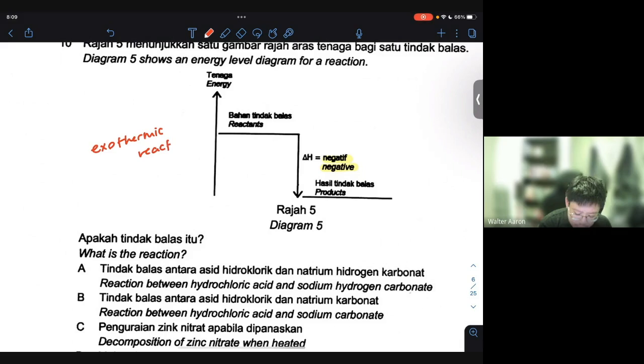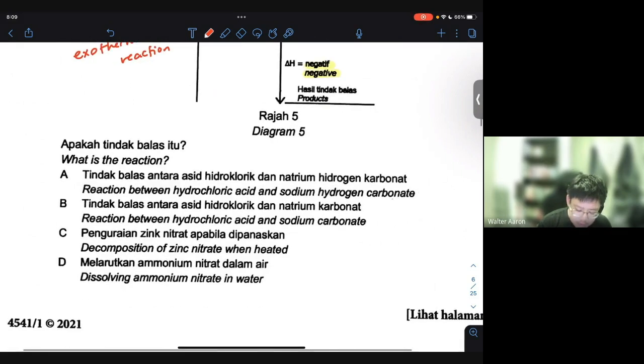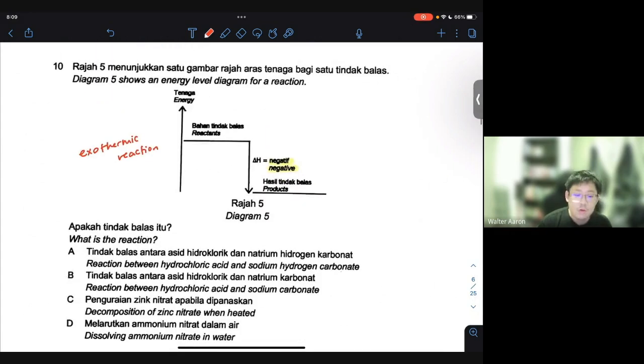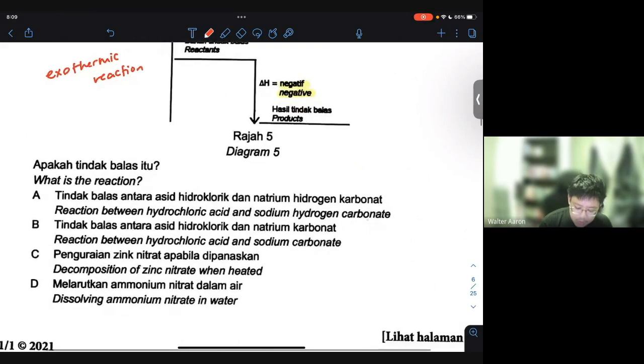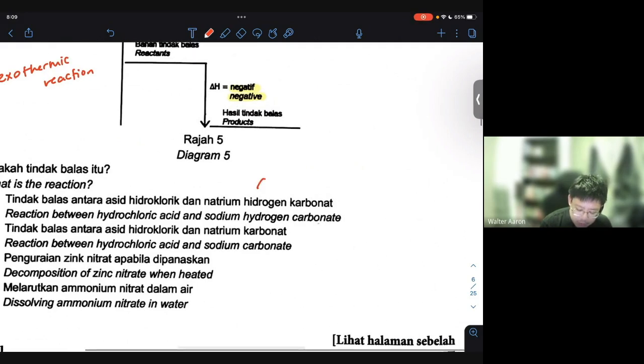Is it the reaction between hydrochloric acid and sodium hydrogen carbonate? Or the reaction between hydrochloric acid and sodium carbonate? Or the decomposition of zinc nitrate when heated, or dissolving ammonium nitrate in water? For this question, you have to be very strong in your thermochemistry to know all this. So the best answer here is B, not the one with hydrogen carbonate, but the one with sodium carbonate, because the hydrogen carbonate one is endothermic.